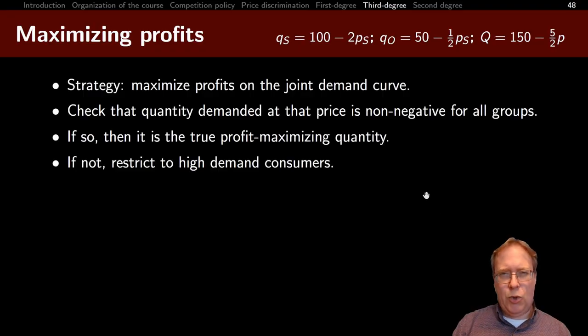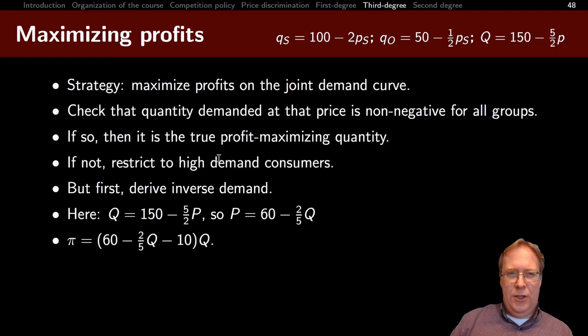How am I going to derive my profit maximizing price? Well, I'm just going to maximize profits on the joint part of the demand function. Then I have to check whether the quantity that yields is indeed such that both groups have positive demand. If that is the case, then this is the true profit maximizing quantity. And if not, I have to restrict myself to high demand consumers. Okay, let me just go through this. That will probably become a lot clearer if I just do the analysis.